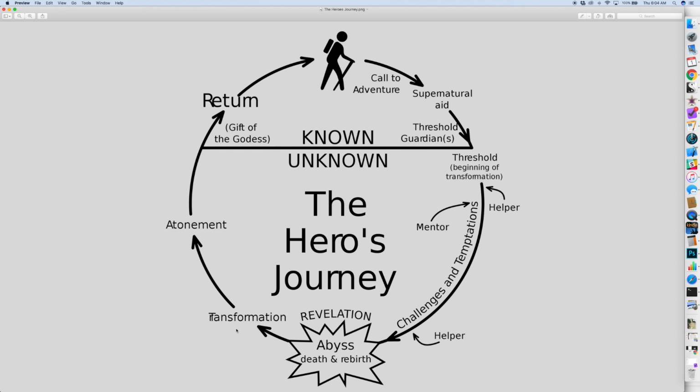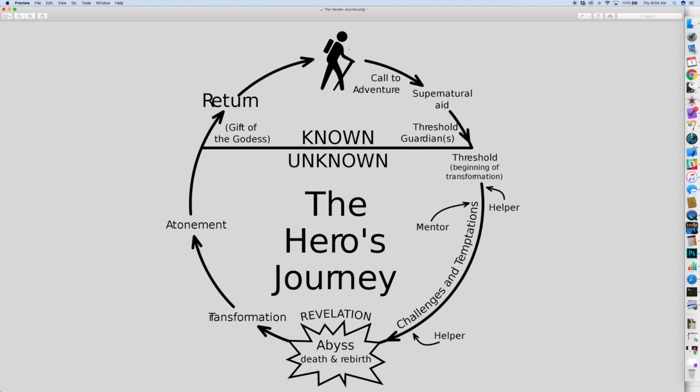This is where the transformation begins. They usually pay a price for that transformation. And then they return to their ordinary world, changed and able to affect change around them. So whatever problem they had over here, they can now solve because they have changed.